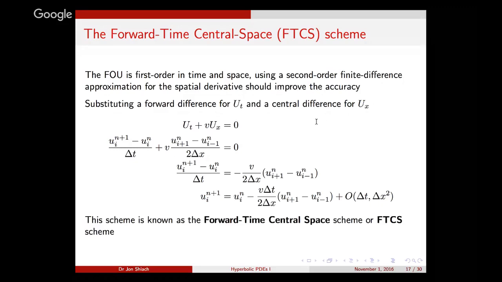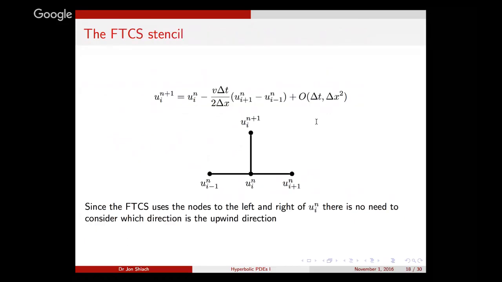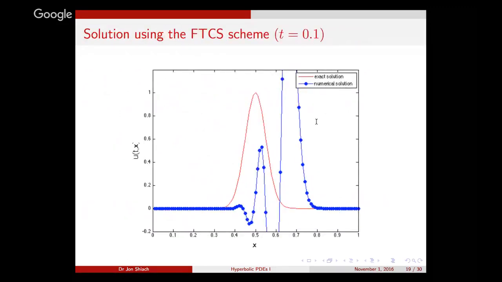This is known as the forward time central space scheme, for obvious reasons: we've gone forward in time, central in space, or FTCS. And here's the stencil. As I mentioned, we use both neighbours to the left and to the right, so there's no need to consider which direction is the upwind direction. And that's what happens when you run it.